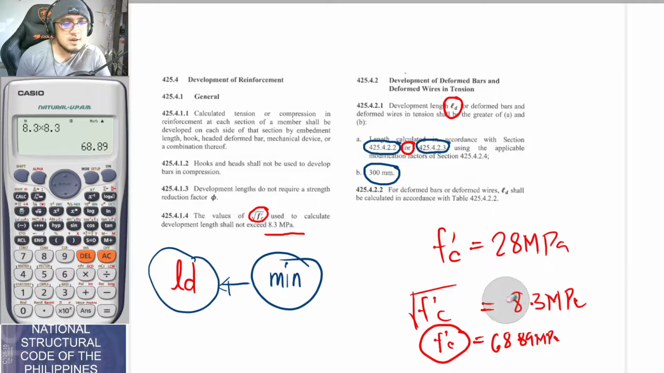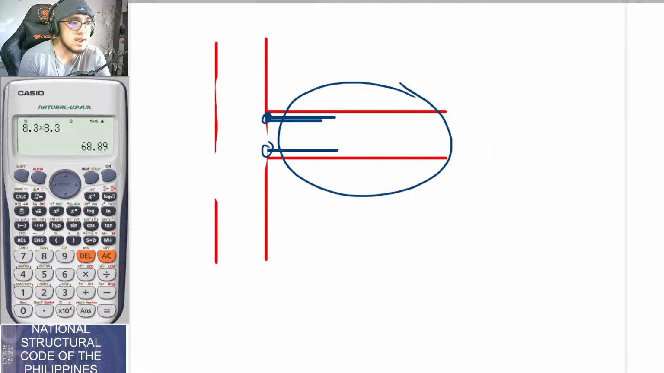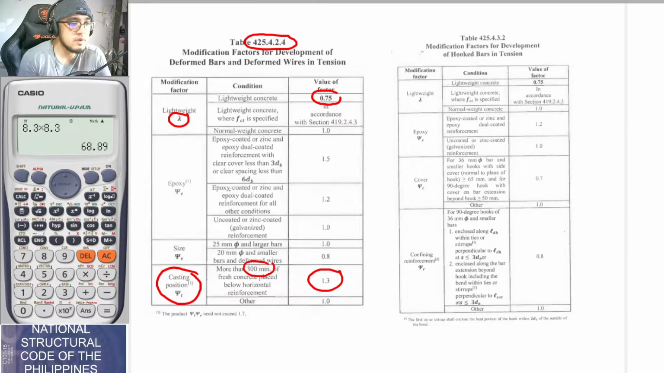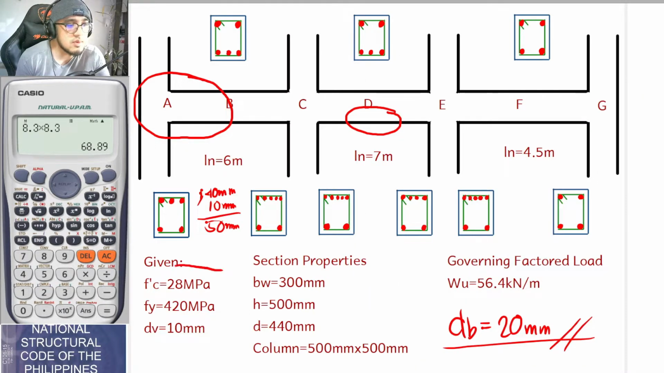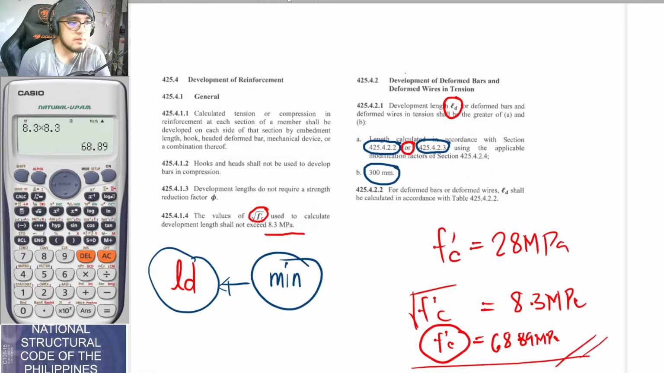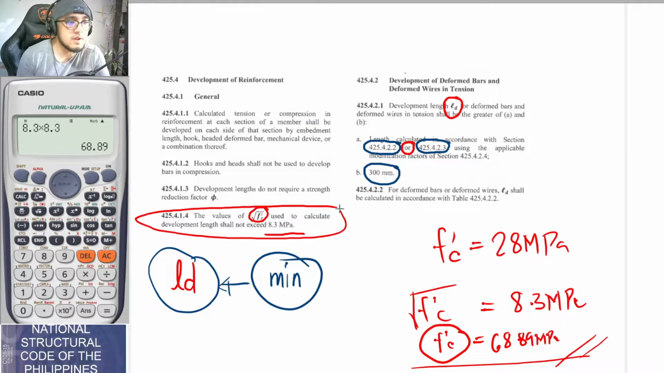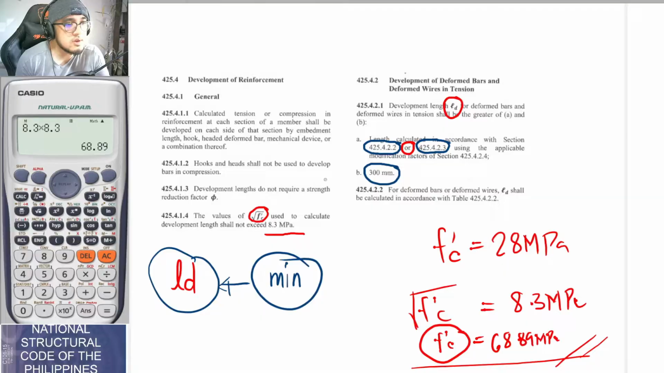But since this compressive strength is not impossible, but very hard to attain, as you can see, our f'c here is 28 megapascal, so that is not much of an issue. So this provision is not much of an issue. Oh, by the way, guys, we would not be introducing a reduction factor phi in the development lengths.